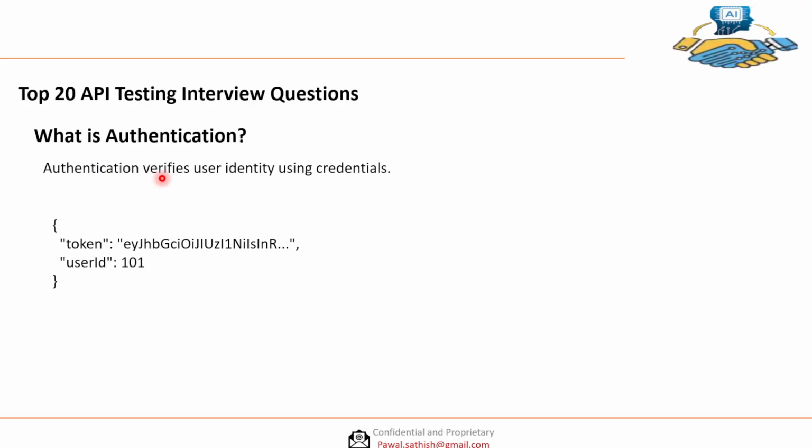Then, what is authentication? Authentication verifies user identity using credentials. Here you can see it gets the token and the user ID.